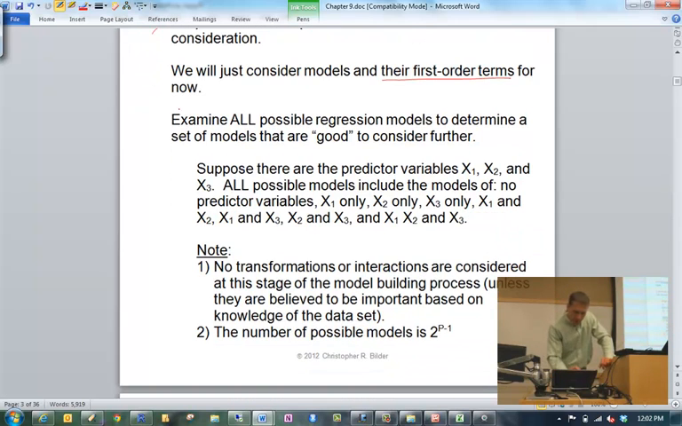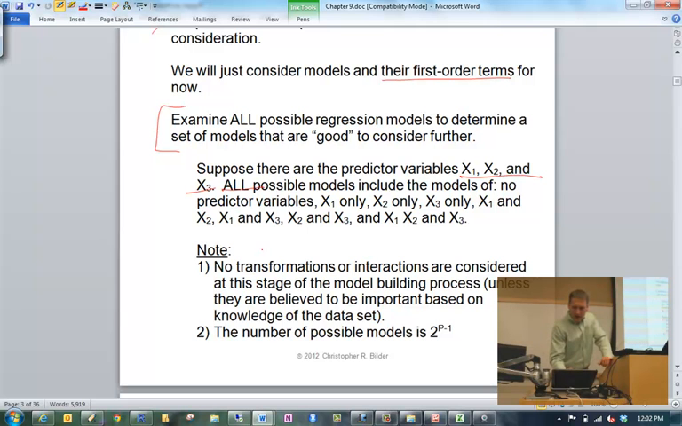Okay. What we're going to do is this. Examine all possible regression models so you determine a set of models that are good to consider further. So, in the simple case of this, we have three predictor variables, x1, x2, and x3. Maybe these are the three predictor variables for the cheese data. Guess what, you're going to get to do some of this stuff for project number 4.